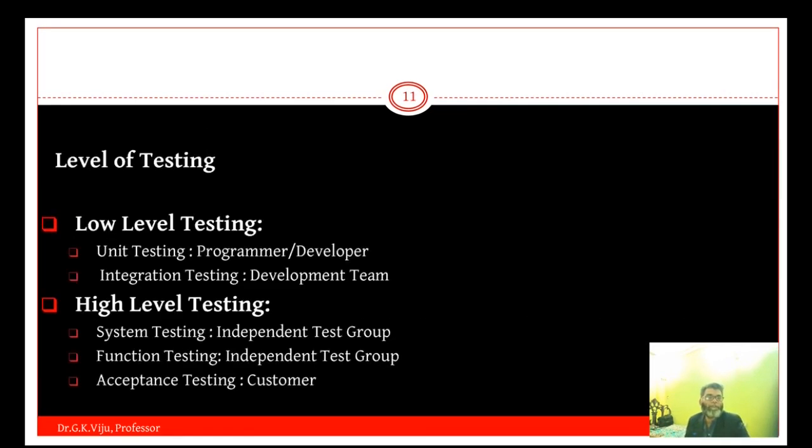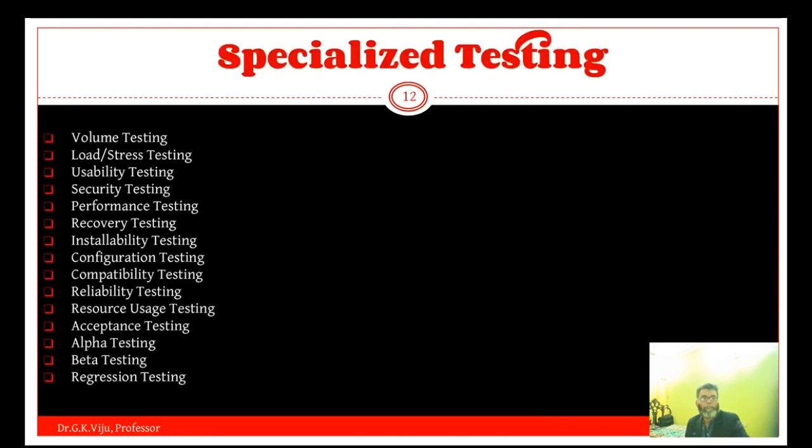The different levels of testing. The low-level testings are unit testing done by the programmer or developer, and integration testing by the development team. High-level testing like system testing is done by an independent test group, functional testing is also done by an independent test group, and acceptance testing by the customer. Specialized testings like volume testing, load, stress, usability, security, performance, recovery, installability, configuration, compatibility, reliability, resource usage, acceptance, alpha, beta, and regression testing, etc.